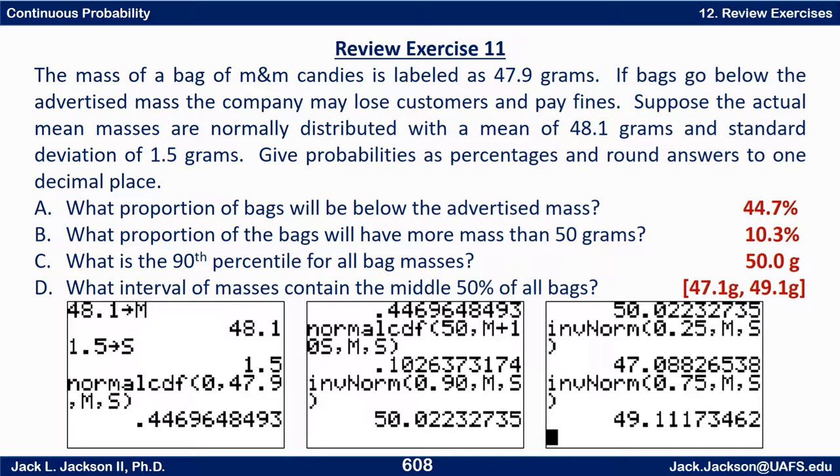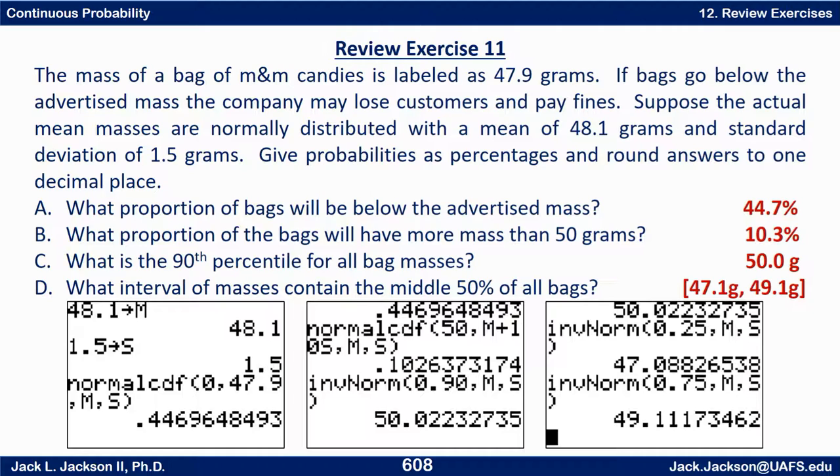What interval of masses contain the middle 50%? Well, the middle 50% is going to be centered on the mean, and it's going to go 25% below and 25% above the mean. So that means, well, those are your quartiles, right? The quartiles knock off the middle 50%. So we want to find those quartiles. So we want to do an inverse norm of 0.25 with M and S, and that'll be the value where the probability of finding something below that is 25%. It'll find the X value, not the probability.